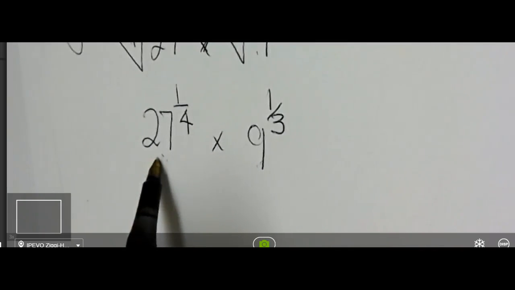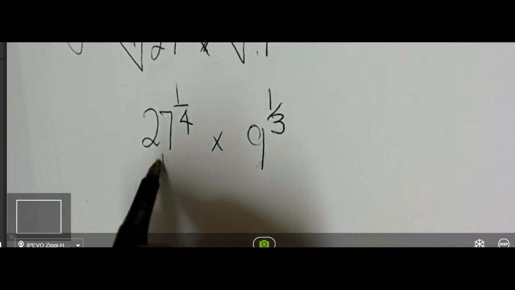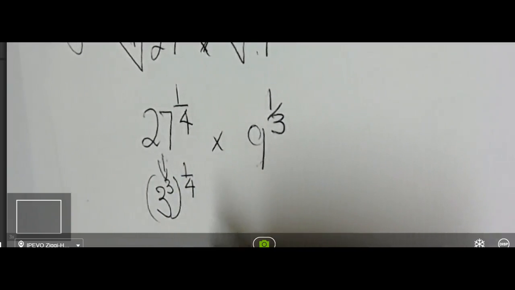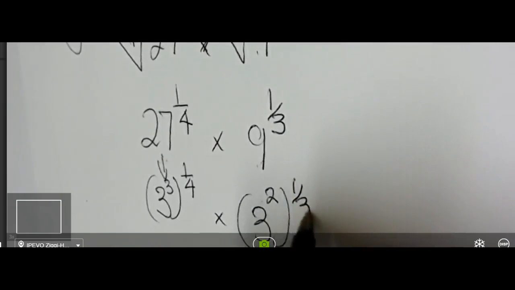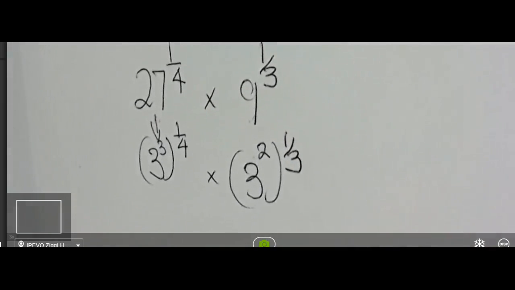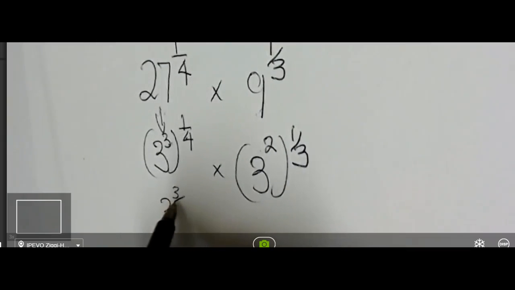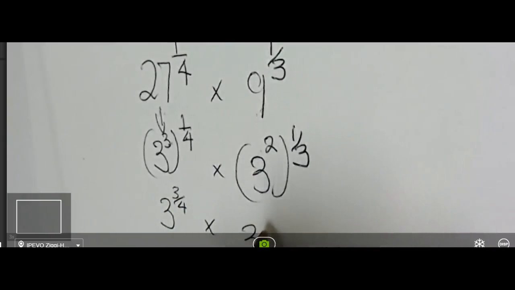27 is the same as 3 to the 3rd power. So let's change 27 to 3 to the 3rd power, but then we still keep the exponent there, times 9 is 3 to the 2nd power, and we still have the exponent there. Okay, so we can multiply the two exponents. So that will be 3 to the 3/4 power times 3 to the 2/3 power.